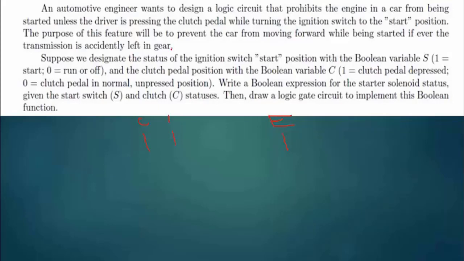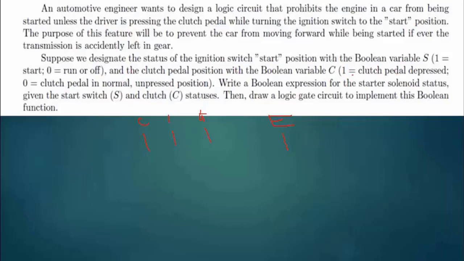Sawa, baadaye ukanyaga clutch pedal, yani kile ni kitu ambacho kina logic circuit yake. Umeona kwamba gari lipo kwenye gear, it means kuna input ya gear na yenyewe inabidi iwe kwenye gear, iwe ina read 1. Umeona? So suppose we design status of ignition switch start position boolean as switch here, ambapo mimi nime label ignition hapa, the clutch pedal is boolean hiyo hapo, clutch pedal hiyo hapo.